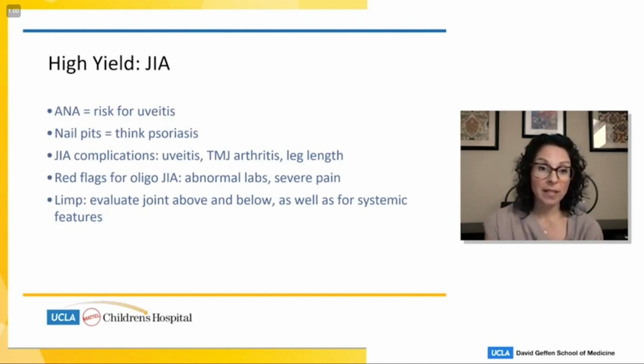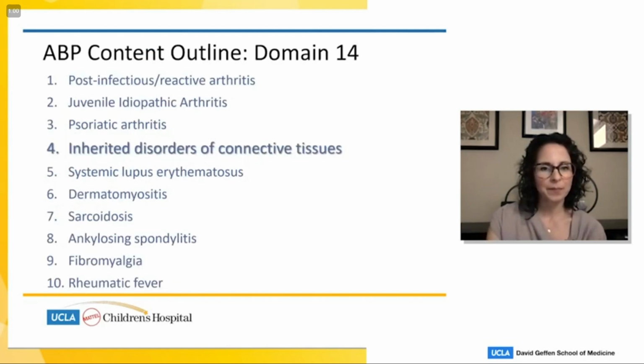ANA equals risk for uveitis. Nail pits, think psoriasis. Complications include uveitis, TMJ arthritis, as well as leg length discrepancy. Red flags for oligo JIA include elevated inflammatory markers, as well as severe pain. These kids do not have severe pain in oligoarthritis, including even the polyarthritis, but really oligoarthritis, they should not have severe pain. With a limp, we want you to evaluate the joint above and below, as well as look for systemic features.